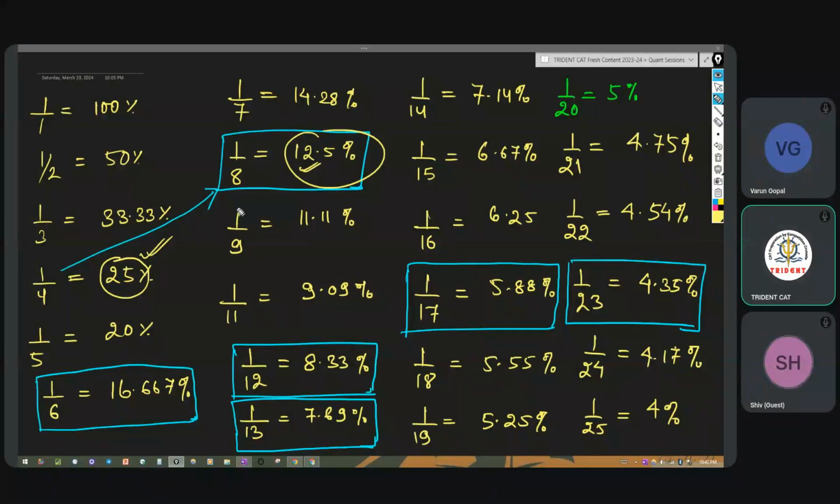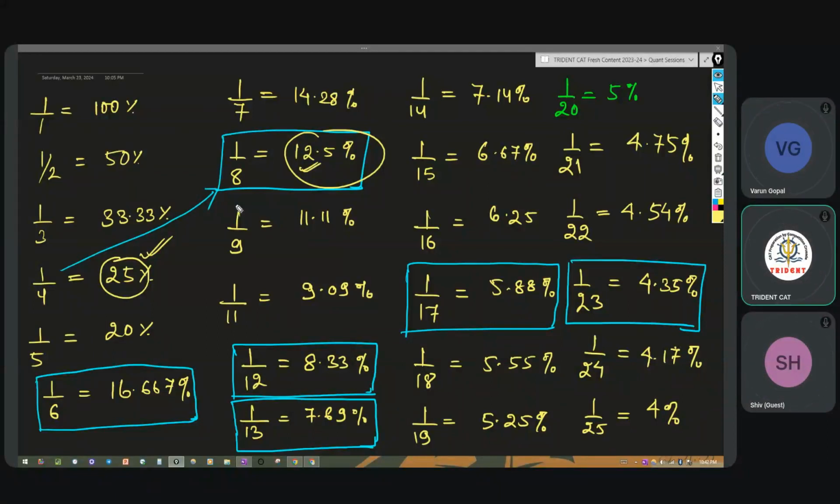If you could just look at the fraction percentage conversion table on a daily basis for at least 2 to 3 minutes, it would really help you. I think I'll tear this page off and stick it on my wall. Yes, you can do that.